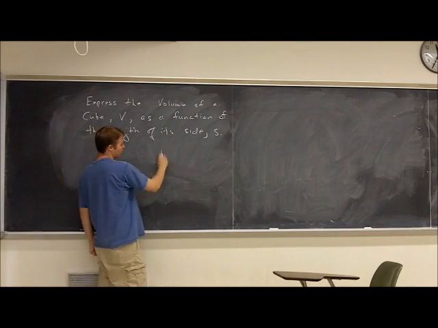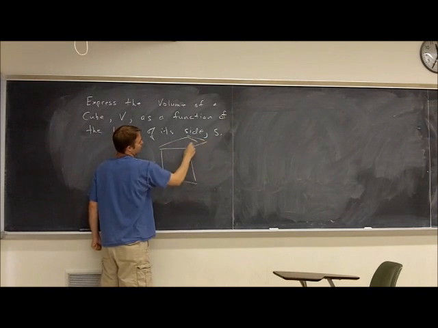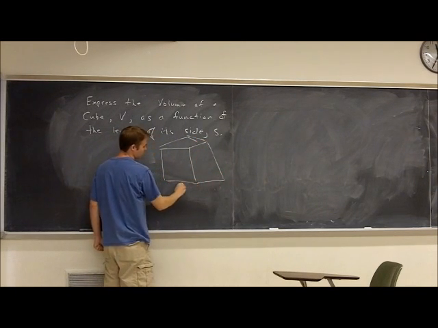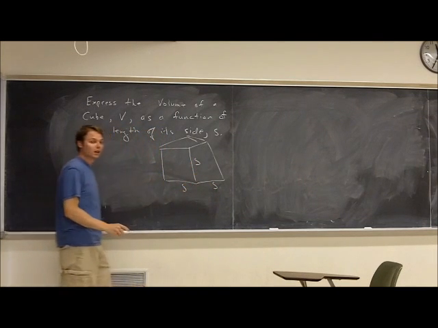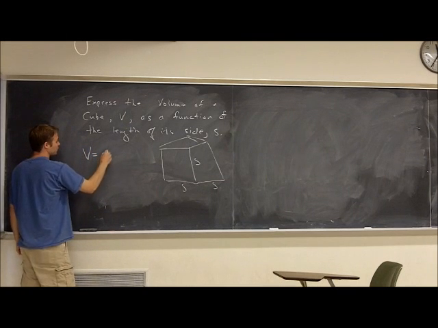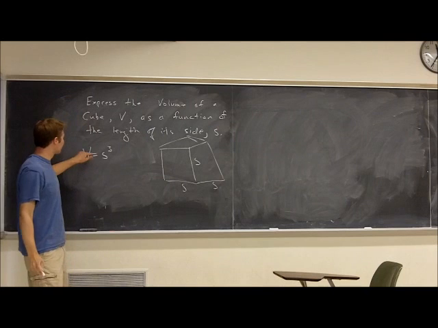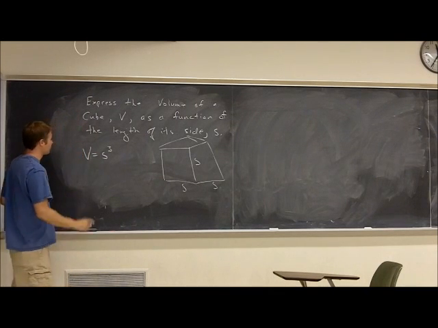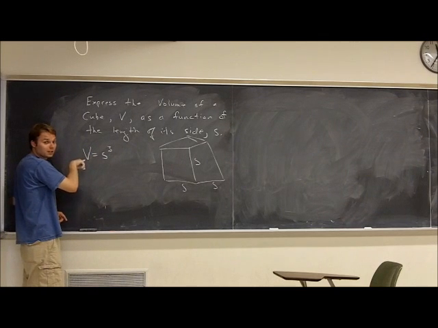Well, if you think about a cube, all the sides are the same length. So the length is S, and the width is S, and the height is S. So the volume of this is just S cubed. So we could say that V is equal to S cubed. This is a function with respect to S, where S is the input value and V is the output value.